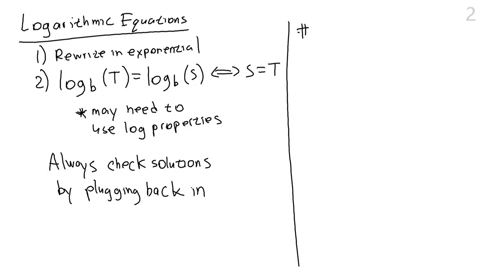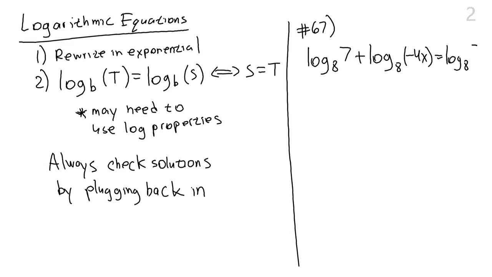So we're going to do number 67 from the review. This is the following logarithmic equation. Log base 8 of 7 plus log base 8 of negative 4x equals log base 8 of 5. So we want to use strategy number 2. We want to write one side as log base something equals log same base something else. But we first need to use the log properties to get the left-hand side as one term.